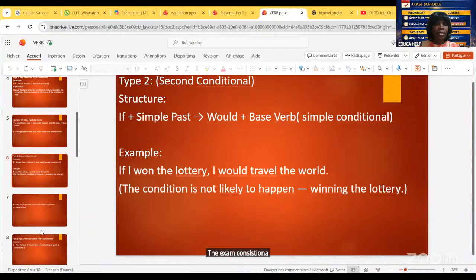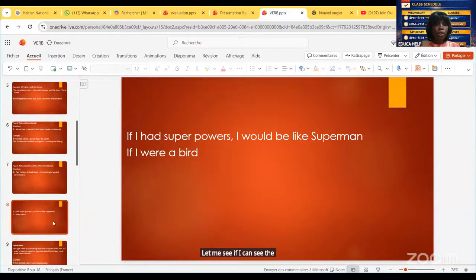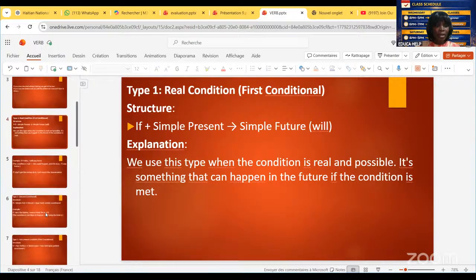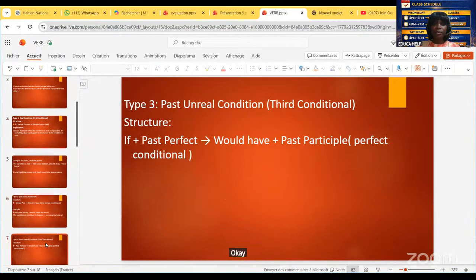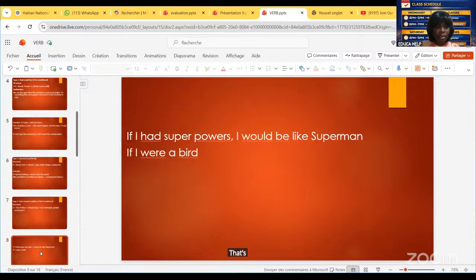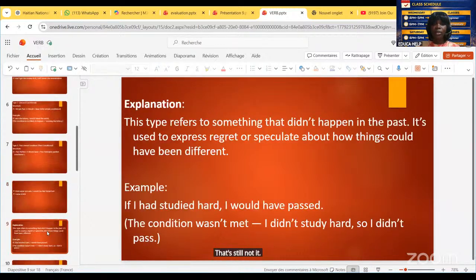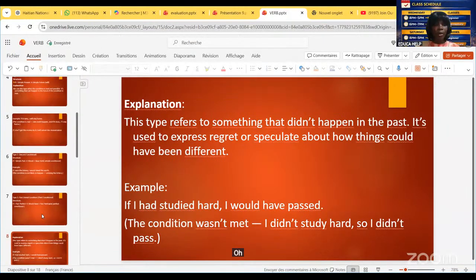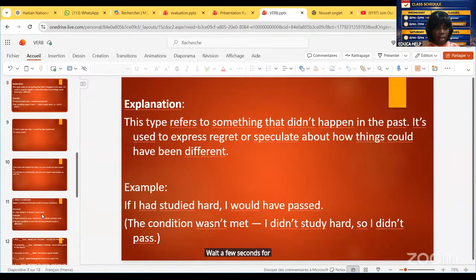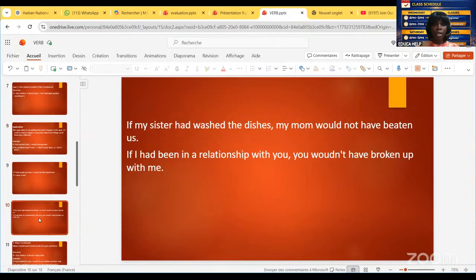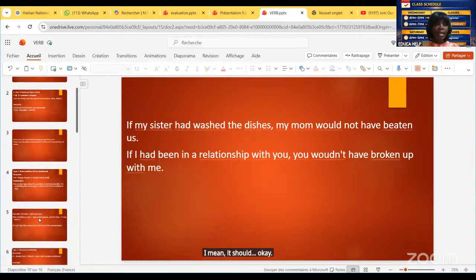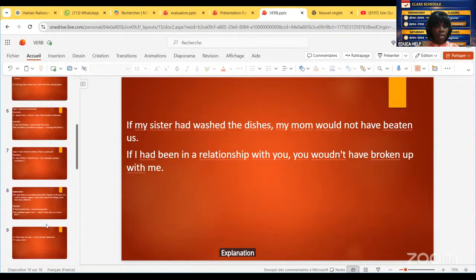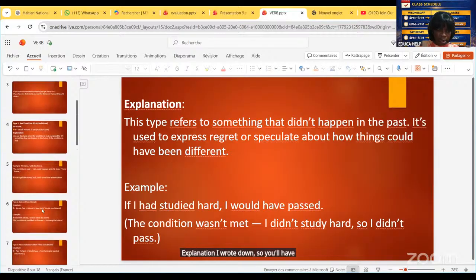Let me see if I can see the. Oh, no. Where did I put it? Okay, that's still not it. Whoa. Wait a few seconds for me, guys. I mean, it should. Okay, I cannot see the explanation I wrote down, so you'll have to do this.